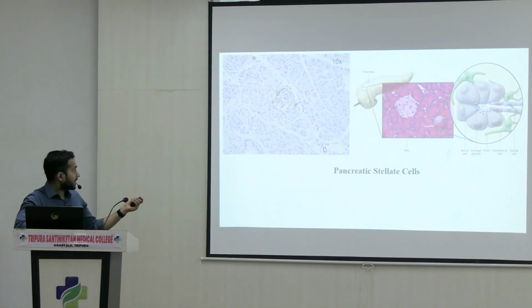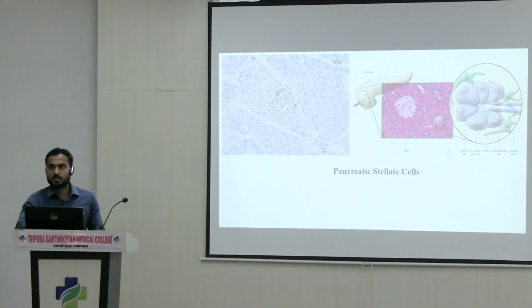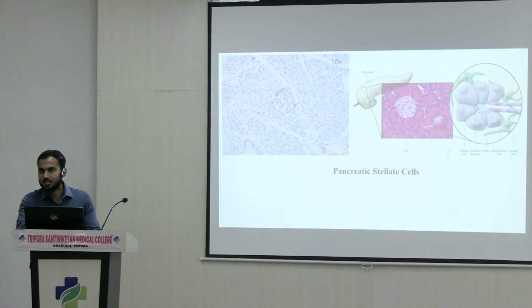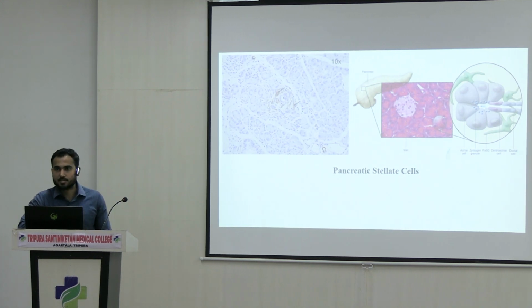Now here you can see the pancreatic stellate cells. For that, different types of stains are required in order to identify them. In normal H&E staining they cannot be seen. Here you can see the appearance of the cell. See the appearance of the cell. These are the pancreatic stellate cells.